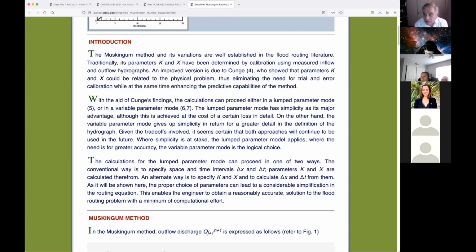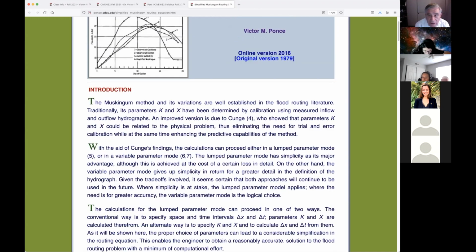We did it first in the year 1978, and we already talked about it last Monday. And then in the year, when was this paper? 1990.